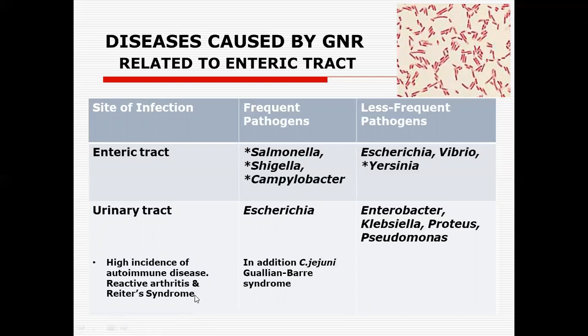Reactive arthritis is formally referred to as Reiter syndrome, and it can involve the eyes also, the ears also, and so on. UTIs are caused by gram-negative rods that affect the urinary tract. They include Escherichia, and the less frequent microorganisms are Enterobacter, Klebsiella, Proteus, and Pseudomonas. So the major group of these gram-negative rods affect the enteric tract, and we have three important genera: Campylobacter, Shigella, and of course Salmonella.